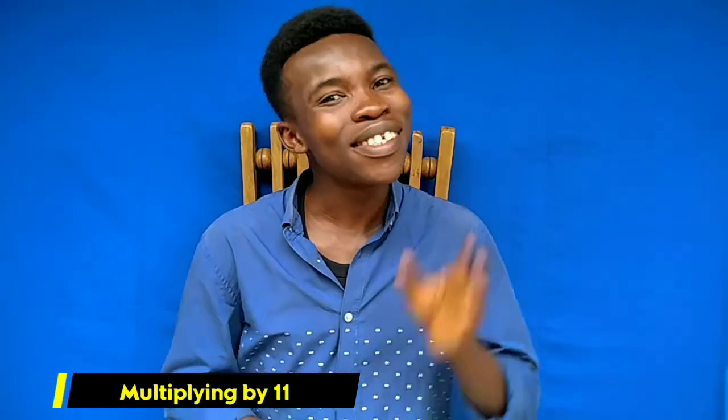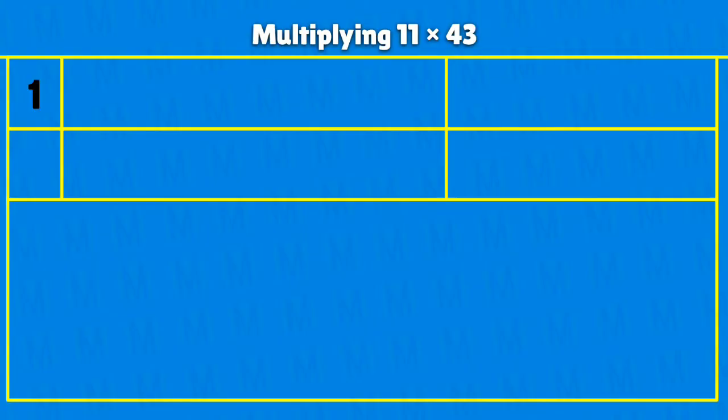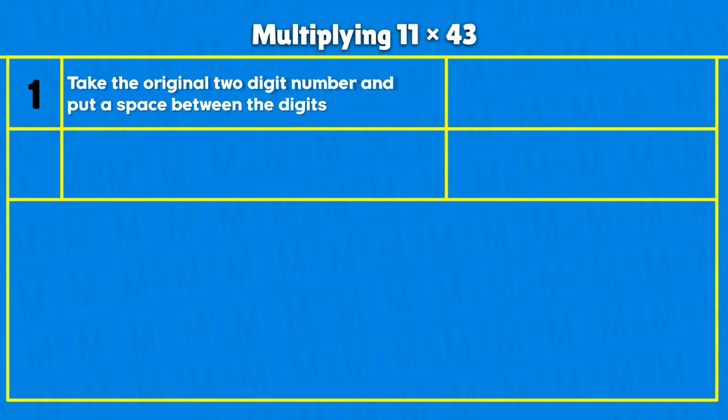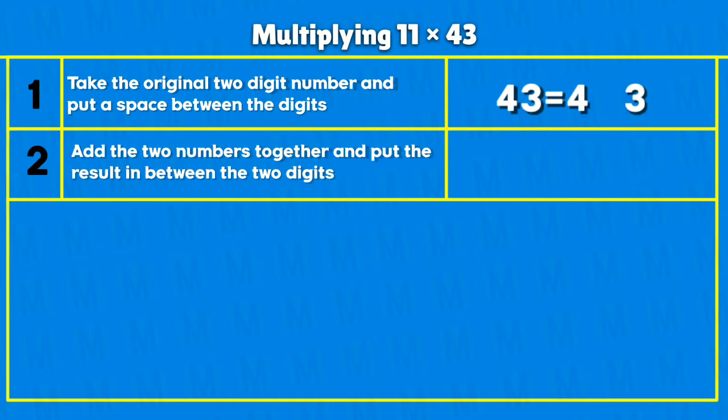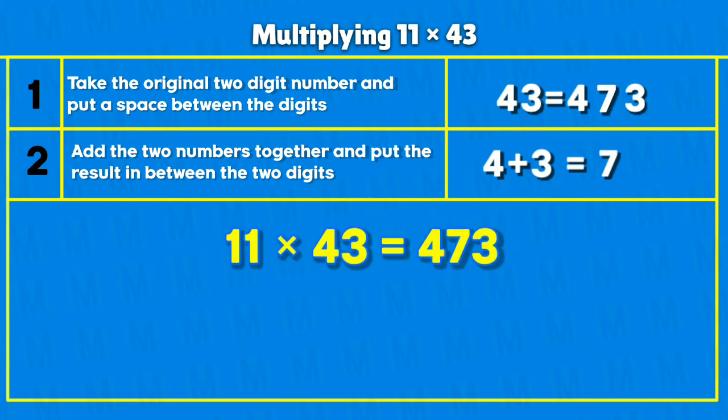Multiplying by 11. There is also a quick trick to multiply any two-digit number by 11, and here is how it is. Step 1. Take the original two-digit number and put a space in between the two digits. In this case, let's use 43. Step 2. Now add the two numbers together and put the result in between the two digits. So the answer to 11 times 43 is 473.